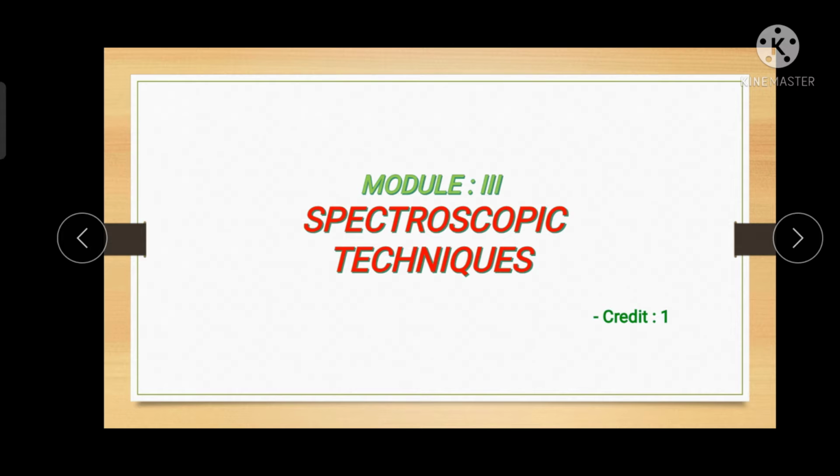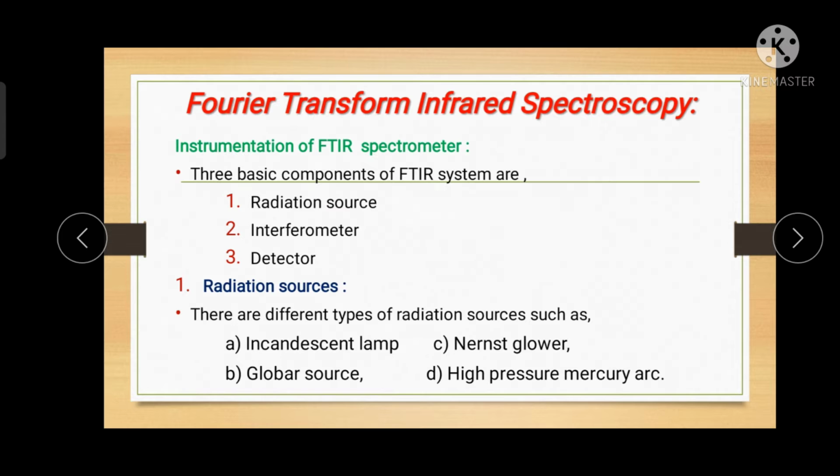Now in this lecture we will discuss Fourier transform infrared spectroscopy, but in that there is the instrumentation of FTIR spectrometers. That means for the FTIR there is a spectrometer, and it consists of different parts, which give us an FTIR spectra. But how we get that FTIR spectra, all those things we will discuss in this lecture. So let's start: instrumentation of the FTIR spectrometer.